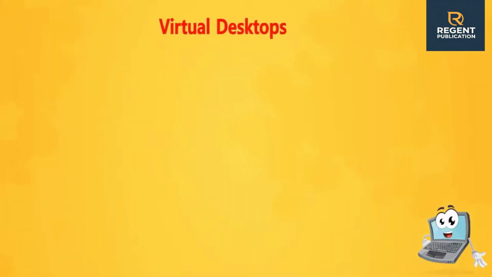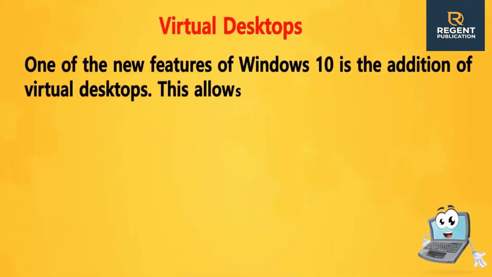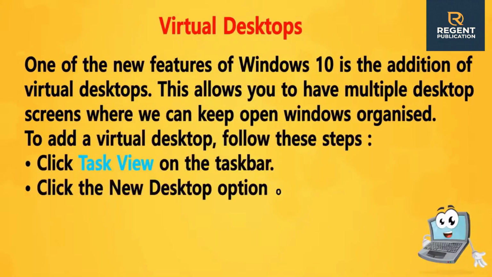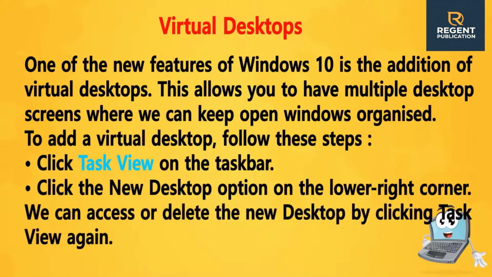Virtual desktops. One of the new features of Windows 10 is the addition of virtual desktops. This allows you to have multiple desktop screens where we can keep open windows organized. To add a virtual desktop, follow these steps. Click Task View on the taskbar. Click the New Desktop option on the lower right corner. We can access or delete the new desktop by clicking Task View again.